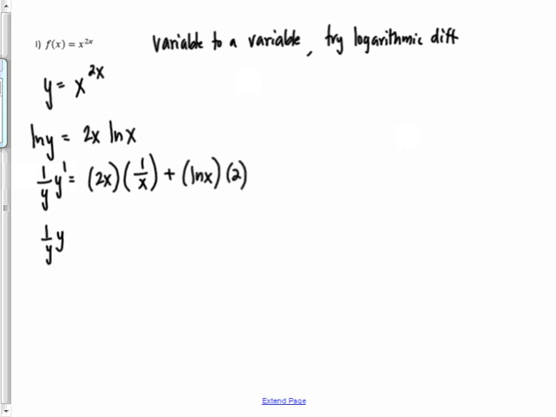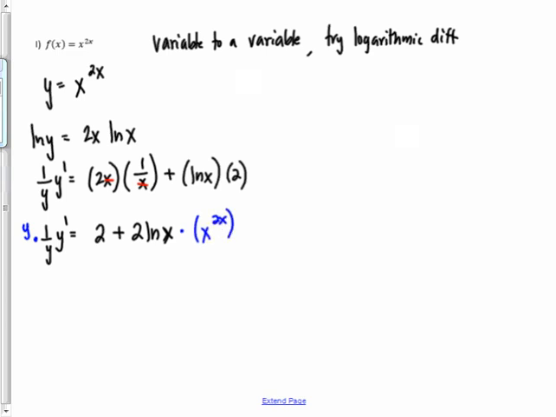Let me write that a little bit cleaner. When I get ready to simplify this, these x's cancel. And so I just get 2 plus 2 natural log of x. And remember, our goal is to get y prime by itself. So what I'm going to do is multiply both sides by y. But you don't want to multiply by y. We want to multiply by what y is, which is your original problem, which is x to the 2x.